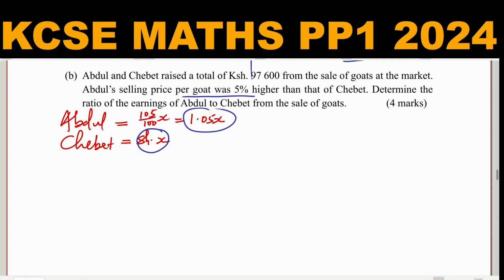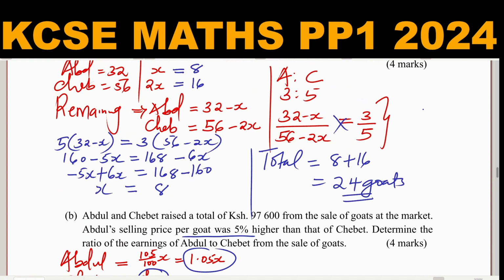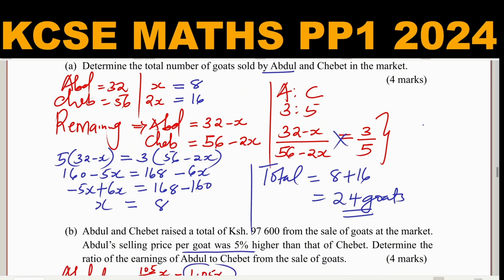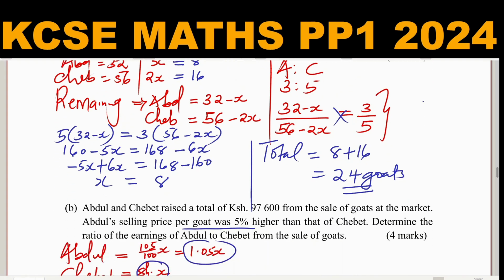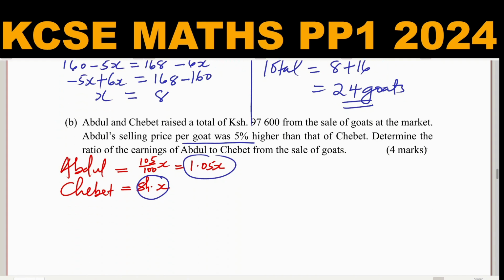we were told that both of them were able to raise a total of 97,600. Initially, from the other part, we have the number of goats sold by Abdul. We got it, there were 8 goats. Abdul had 8 goats, so don't forget that. And then Chebet had 16 goats. So after selling all these goats, they were able to raise this amount.